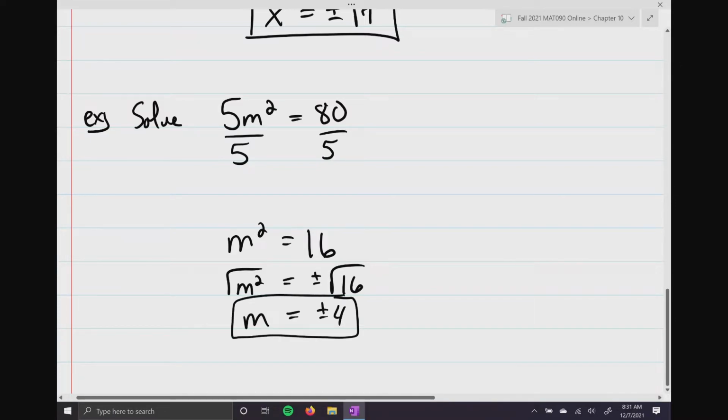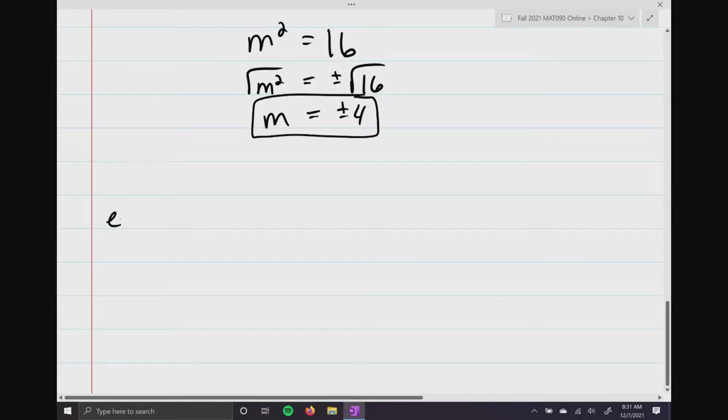So even though we started off with a problem that looked entirely different from what we're used to, it turned out to be very simple if we understand the steps, which is you got to make sure you isolate the quadratic term before you do anything, okay? So now let's look at an example like this.